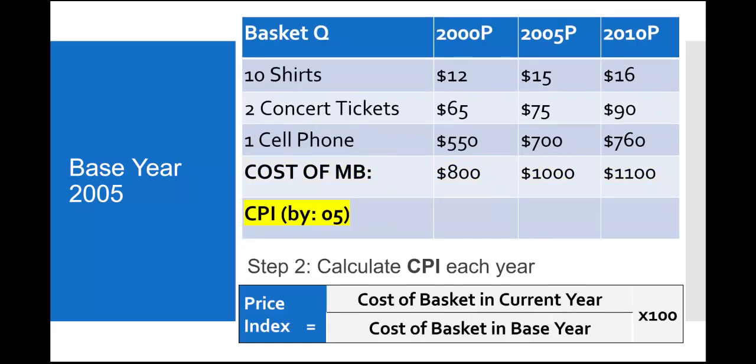So our index, remember, takes the cost of the basket in the current year and divides it by the cost of the basket in the base year. So using a base year of 2005, pause the video here in a moment and calculate the CPI in each of these years. So remember, cost of the basket in the current year divided by cost of the basket in the base year with a base year of 2005. Pause here, do your calculations.